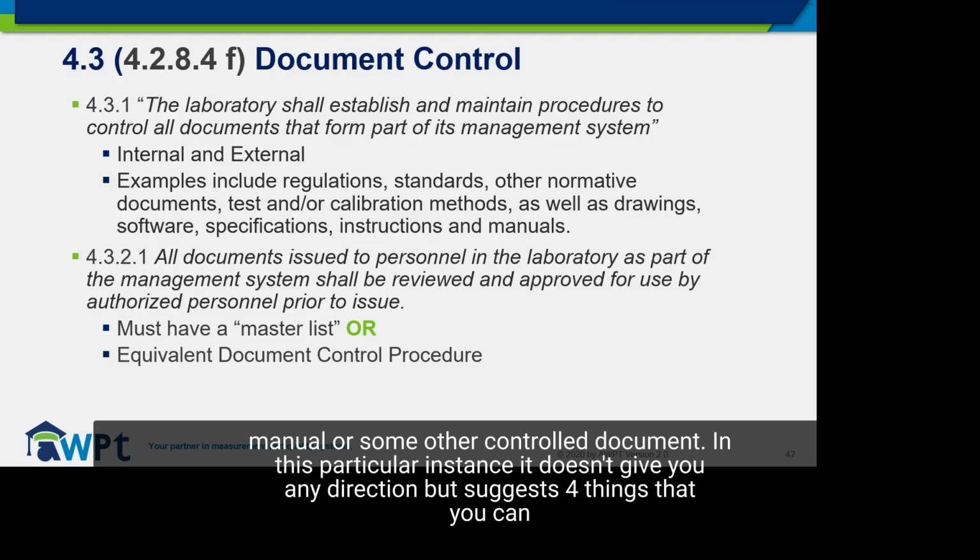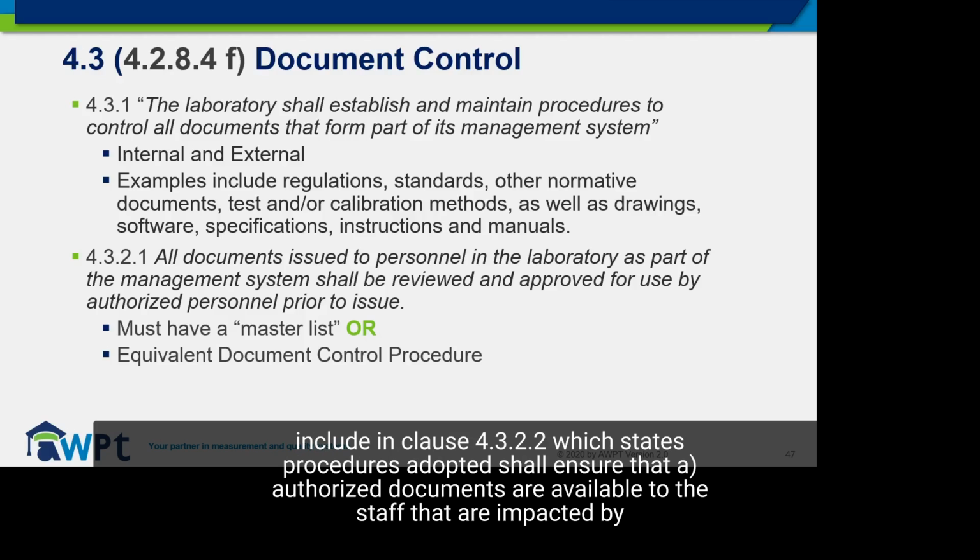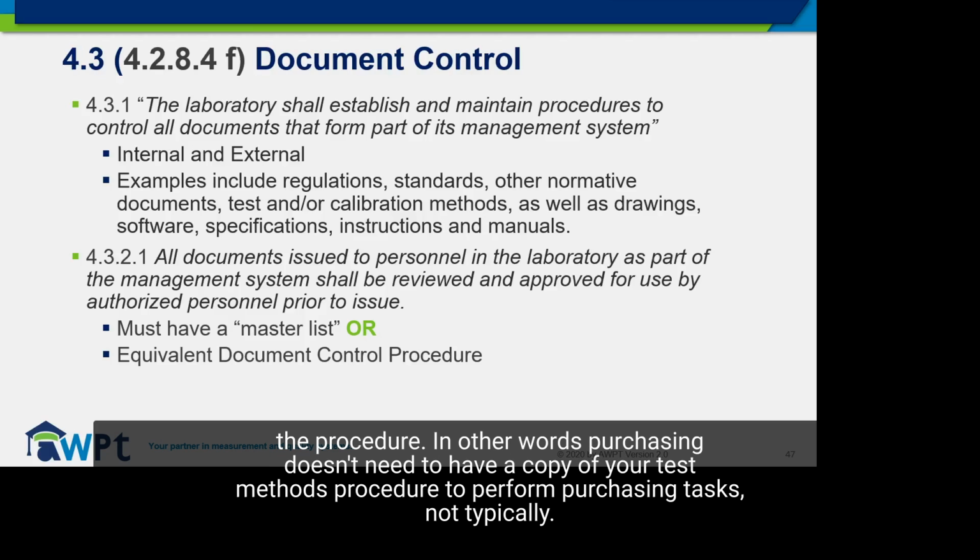In this particular instance, it doesn't give you any direction, but suggests 4 things that you can include in clause 4.3.2.2, which states procedures adopted shall ensure that A. Authorized documents are available to the staff that are impacted by the procedure. In other words, purchasing doesn't need to have a copy of your test methods procedure to perform purchasing tasks. Not typically.